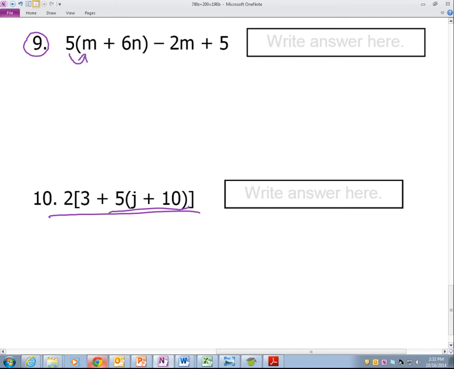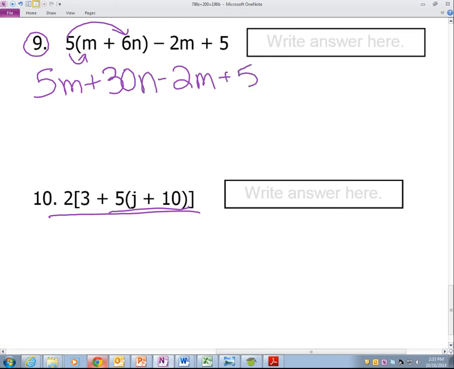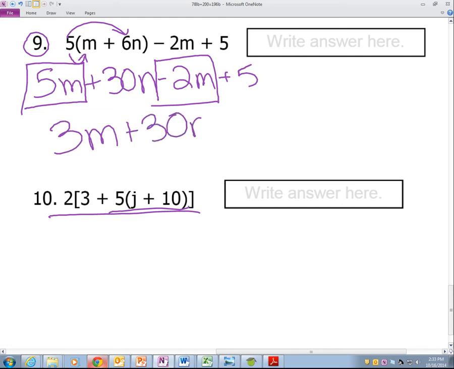You would have arrows pointed to these guys. 5m plus 30n minus 2m. Thank you. 30n, 5m plus 5. I'm going to square in the like terms. Make sure I bring the sign with me. 3m plus 30n plus 5, and that's your answer.